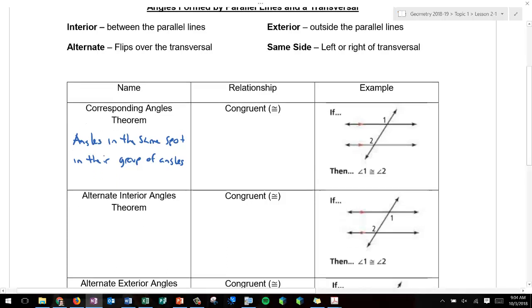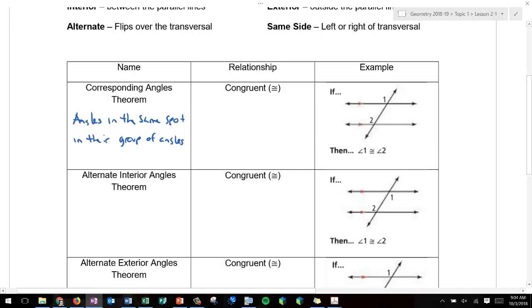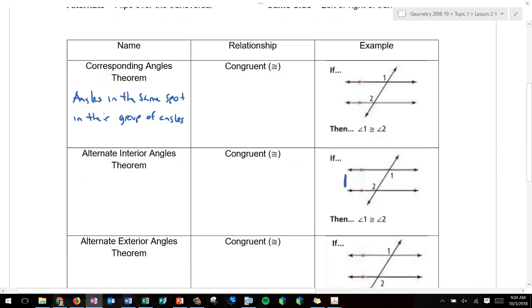So if we use alternate interior angles, that means that my two angles are going to be between the parallel lines, and that one of them is going to be on the left, one of them is going to be on the right. Luckily, the names really tell us where they're all going to be. So in this case, angle 1 and angle 2 would be considered alternate interior angles. One's on the right-hand side, one's on the left-hand side of the transversal, and they're both inside the parallel lines. And that relationship is the same as corresponding. If you have alternate interior angles, angle 1 is going to be congruent to angle 2. It's a wonderful piece for us.